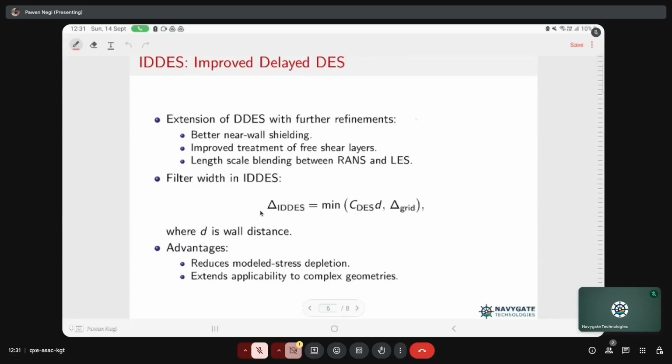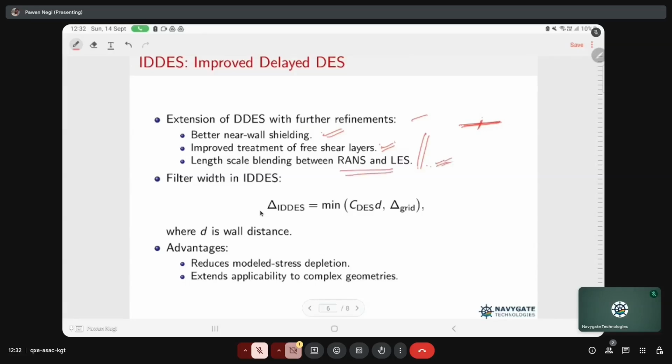So these are all extensions to the existing DDES simulation: a better near wall shielding was introduced, and an improved treatment of free shear layer was introduced. Within the free shear layer also, you can switch to RANS or LES, and a length scale for a blending between RANS and LES was also introduced.